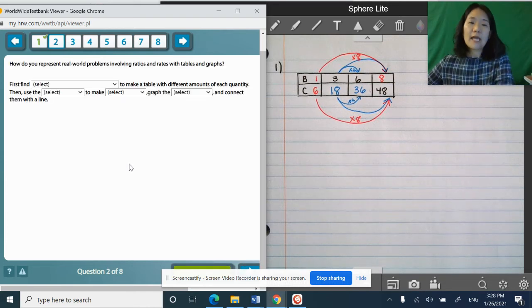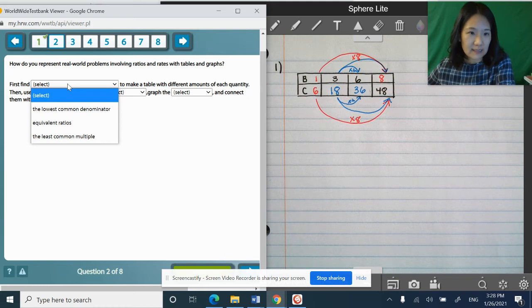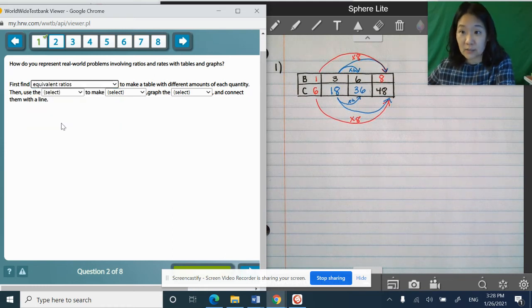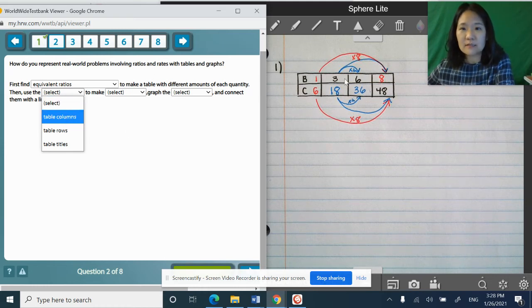Okay, number two. How do you represent real world problems involving ratios and rates with tables and graphs? Okay, let's take a look here. First, and remember these, you don't have to show work. First, find equivalent ratios, just like making a table, to make a table with different amounts of each quantity, then use the table columns, because look, these are columns. Each column makes an ordered pair.